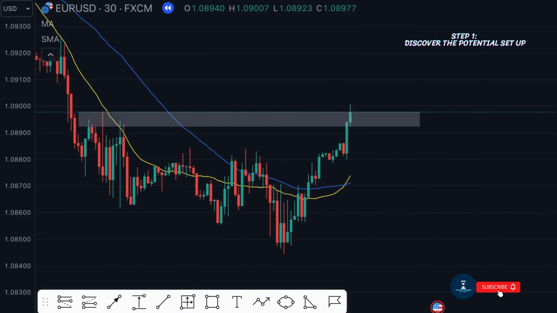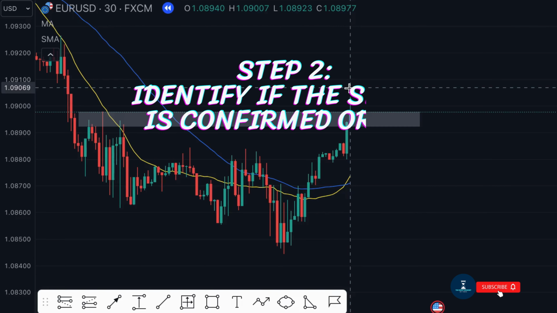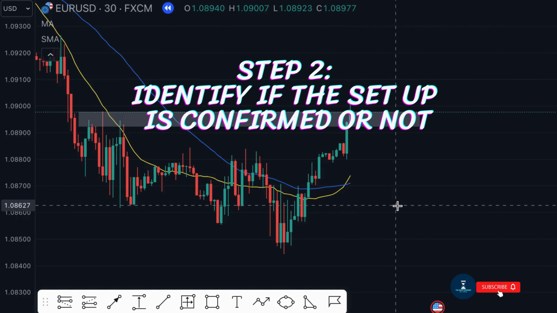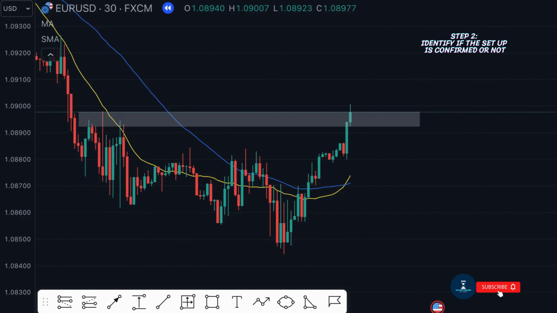Okay, right here we can see that there is a bullish candle touching the important key level right here, and we move to step 2, where we need to consider whether the setup is confirmed or not confirmed. So wait for the next candle.